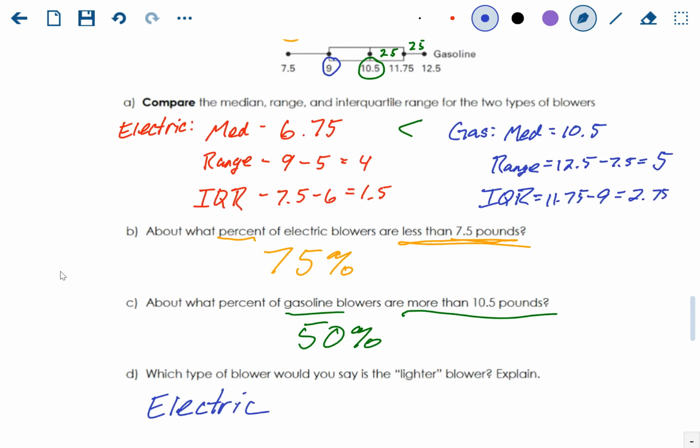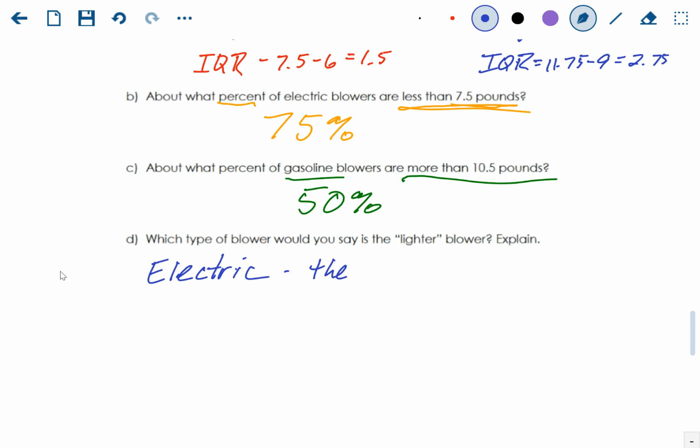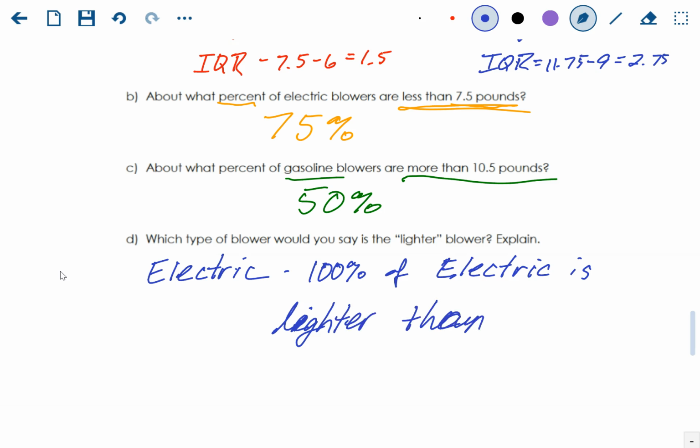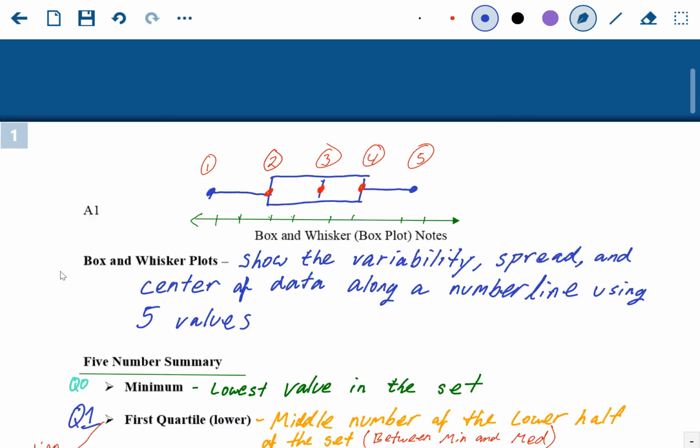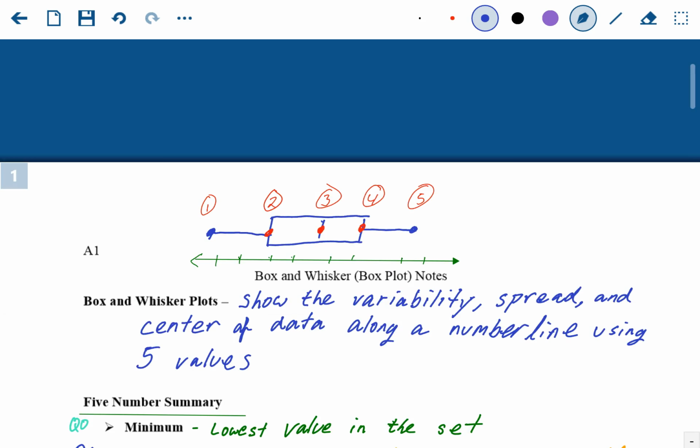And comparing electric to gasoline, which one's lighter? It's obvious from the graph, from the plots, that your electric is lighter. You could say that however you want, explain it however you want. I'm saying that 100% of the electric data is lighter than the lowest 25% of the gas, because that entire electric plot is lower than the first quartile of the gas. The gas is also more spread out. It had a bigger range. All right, and that is box and whiskers. That should be familiar from previous math classes. Nothing too difficult there.